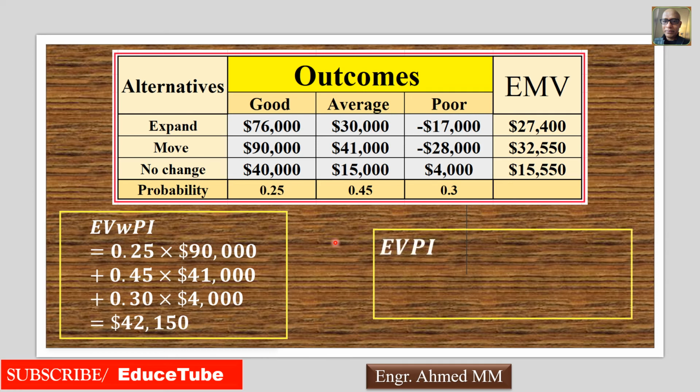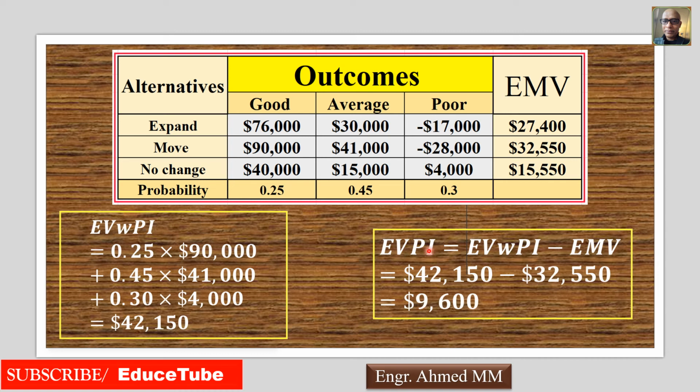Now we have to find EVPI. So EVPI, this formula is EVwPI, this one, minus EMV, expected monetary value. Here it is shown, it was maximum value we have taken before, that is 32,550, so it is here. And this value, it is from here. So we got how much? 9,600.